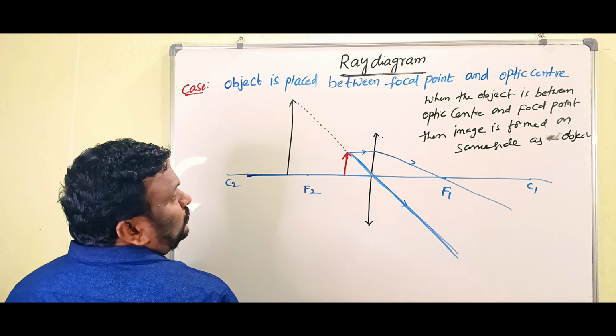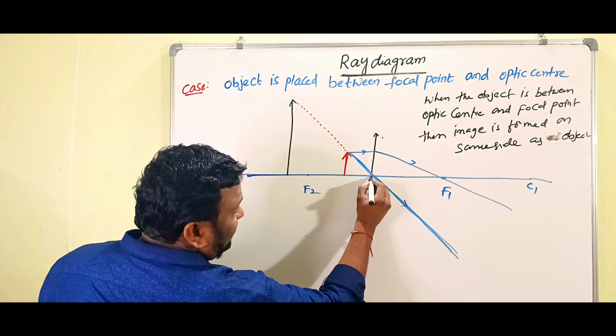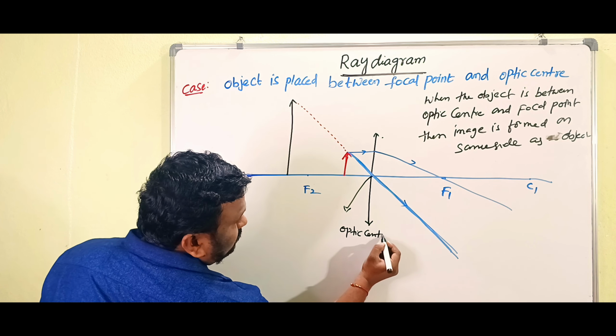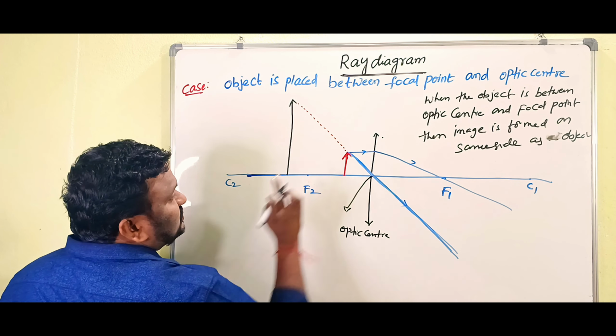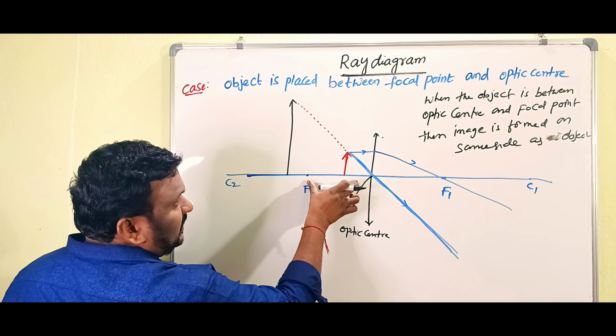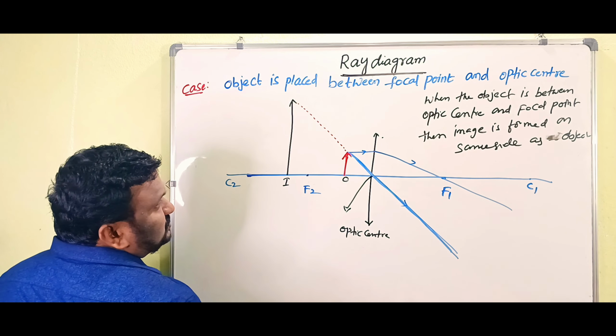Clear children? This is the optic center. When this is the object and this is the focal point, what do you find? In between these two, you have the object and the image.